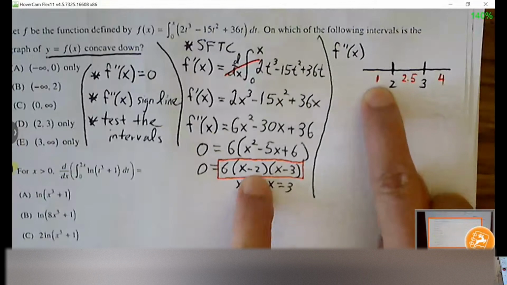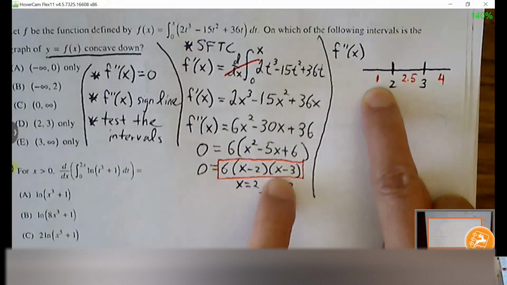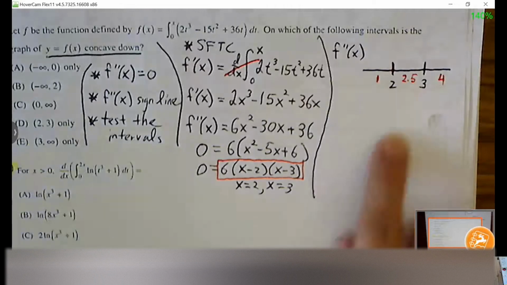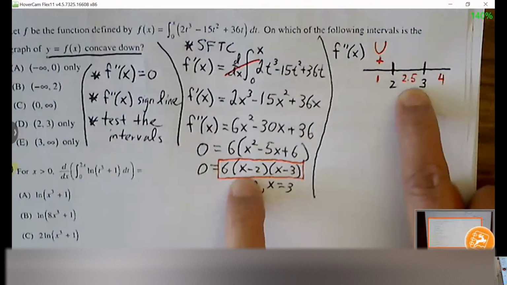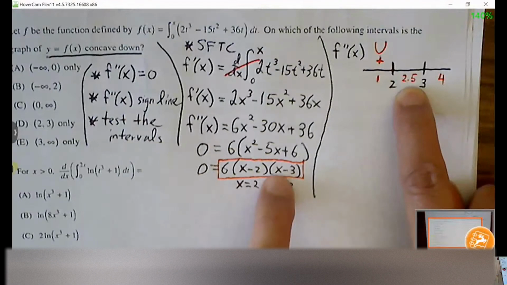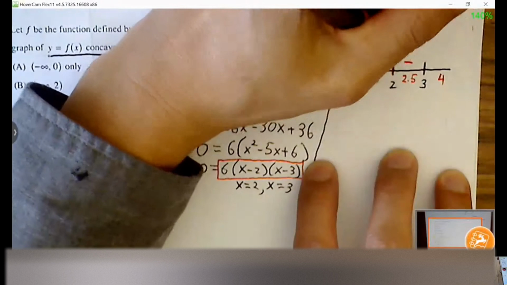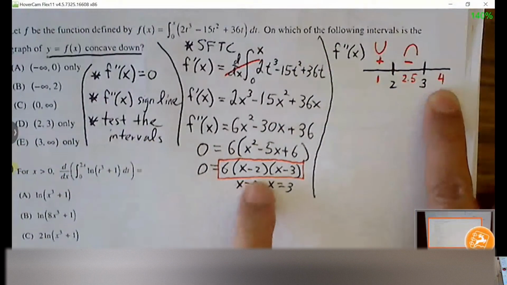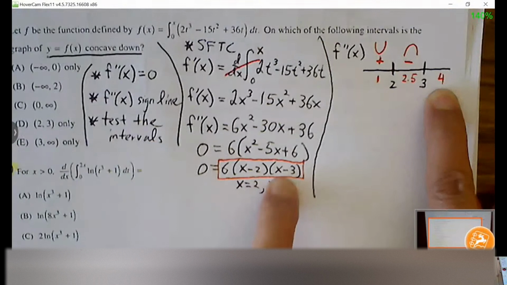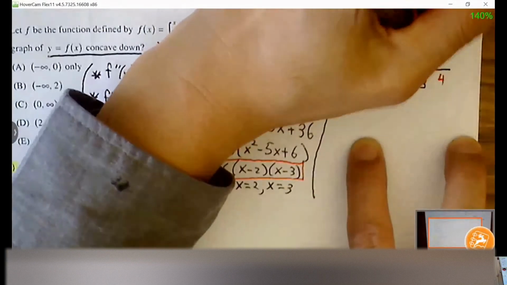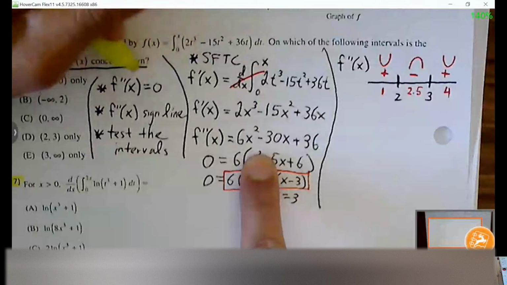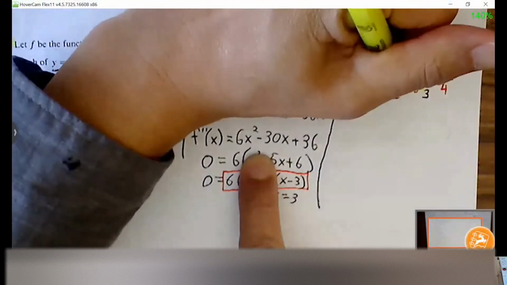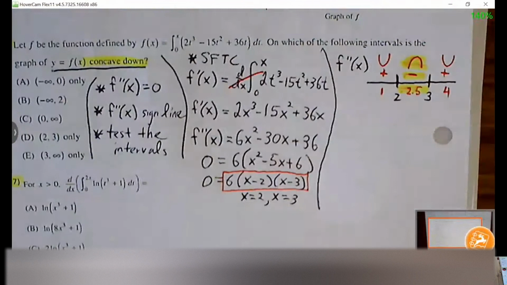So I'll enter one in for x. One minus two is negative. One minus three is negative. Negative times negative is positive. 2.5 in for x. That's positive times negative, so it's negative. Okay, enter four in for x, positive. Four minus three is also positive. Okay, so we're looking for concave down. Now it's pretty easy to spot, right? Just that interval from two to three.